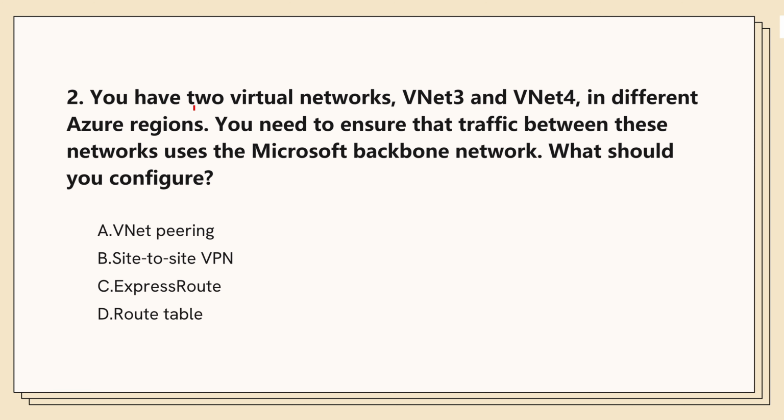Question 2. You have two virtual networks, VNet 3 and VNet 4, in different Azure regions. You need to ensure that traffic between these networks uses the Microsoft backbone network. What should you configure?